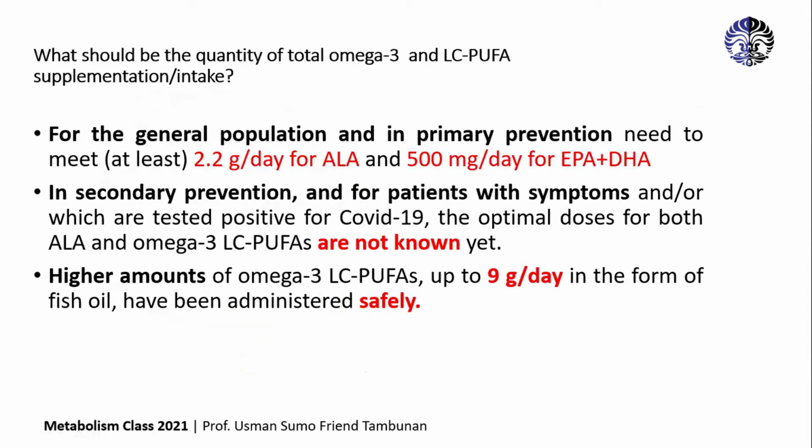Then, what should be the quantity of total omega-3 and LCPFA supplementation? For general population and in primary prevention, we need at least 2.2 grams per day for α-Linolenic acid and 500 milligrams per day for APA and DHA. But in secondary prevention and for patients with symptoms and/or which are tested positive for COVID, the optimal doses for both ILA and long-chain PFA omega-3 are not known yet because the research is still going on.